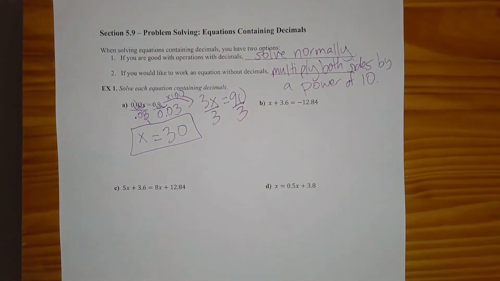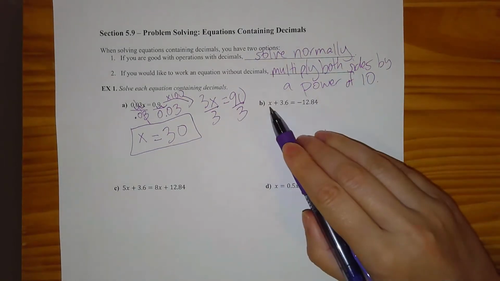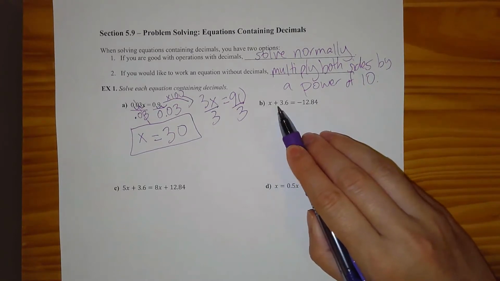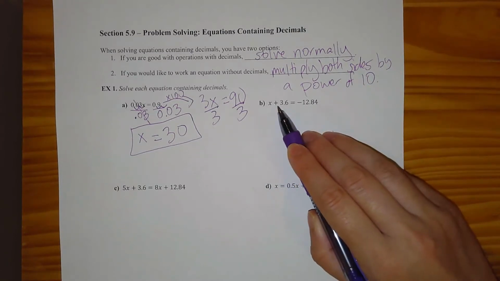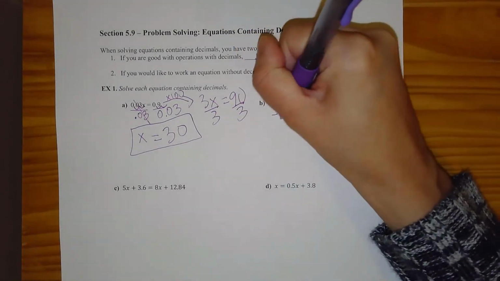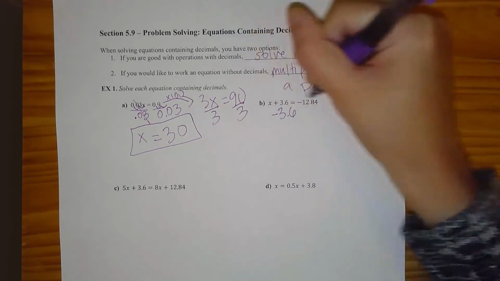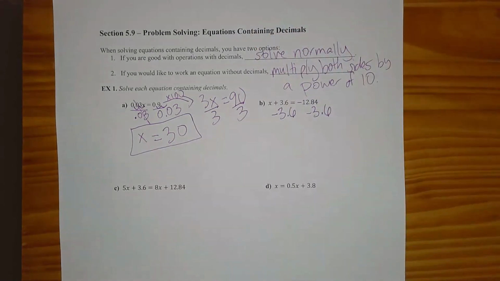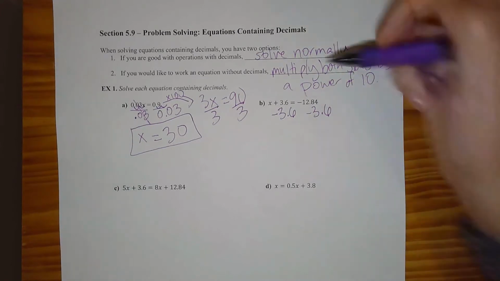But for the rest of these, I think I'm going to solve them normally, okay? In part B, I've got x plus 3.6 equals negative 12.84. So I'm trying to get x by itself. The thing on the same side of it is the plus 3.6. The opposite of adding is subtracting, so that's what I'm going to do. I'm going to subtract 3.6 from the left side, and I'm going to do the exact same thing on the right side so that everything stays in balance.